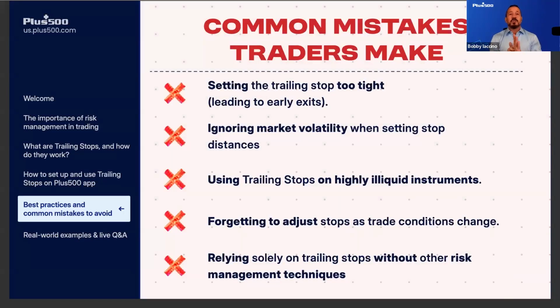Common mistakes traders make. Scream out if you have made any of these particular mistakes. Setting the trailing stop too tight, leading to early exits. If you enter a crude oil trade at 65.60 on the long side and you set the trailing stop 5 cents below, you're going to get stopped out. It's going to happen.